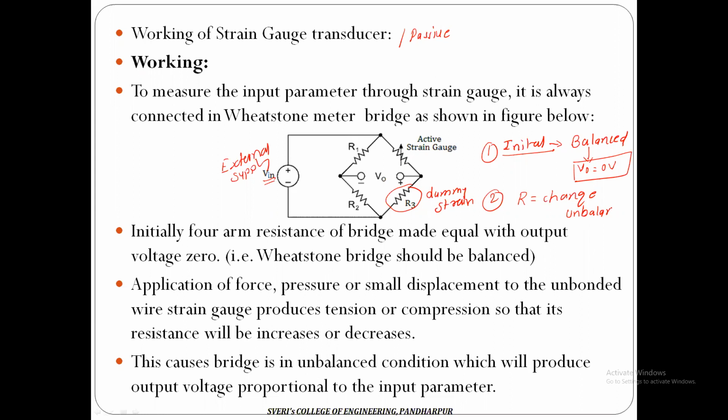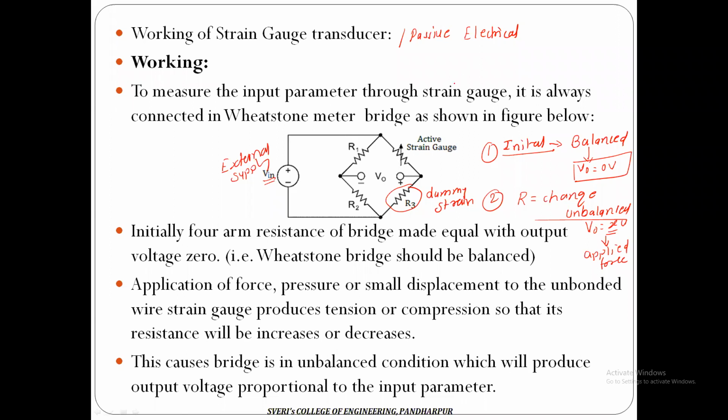When it becomes unbalanced, we get a certain value of output voltage, and this output voltage is directly proportional to the applied force. In this way we can measure the applied force or pressure or weight in the form of electric voltage. That's why this strain gauge is called a passive electrical transducer. This is the basic principle here.